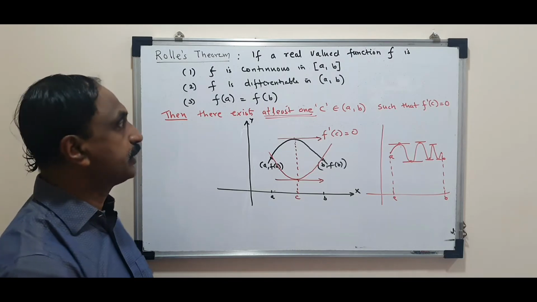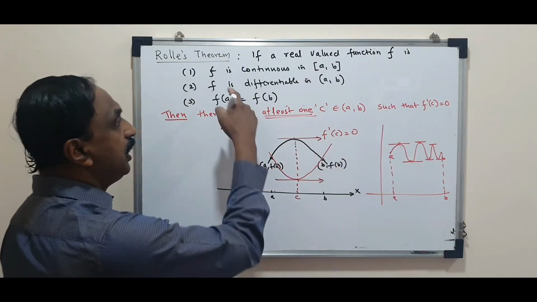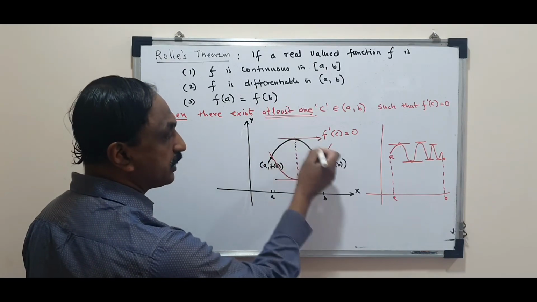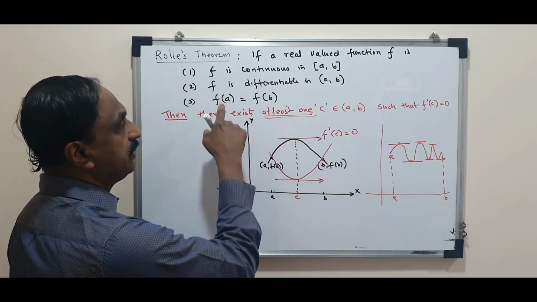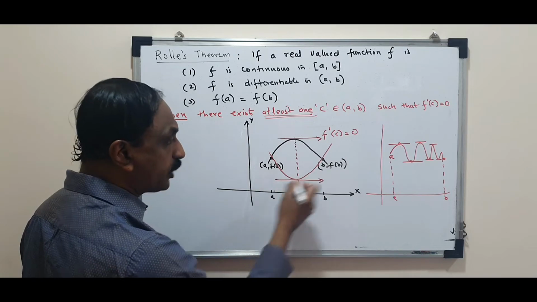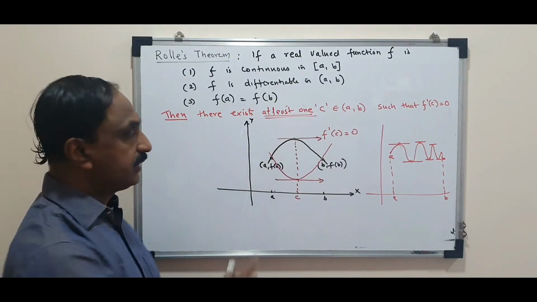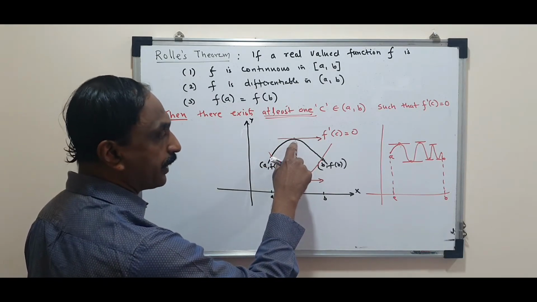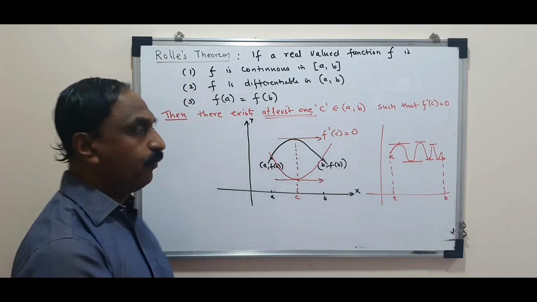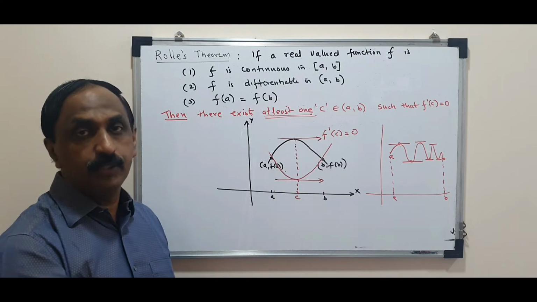So here is my conclusion. The function should be continuous. That means there should not be any break in the graph. The function should be differentiable. That means everywhere I should be able to draw the tangents. And there should be 2 points on the curve where the y coordinate should be equal. f of a and f of b should be equal. Then what can I do? Then I can find at least one point, either like this or like this, at least one point where the tangent will be parallel to the x-axis, where the derivative will be 0.